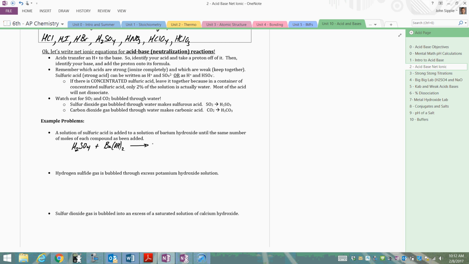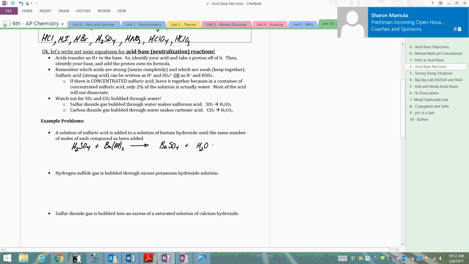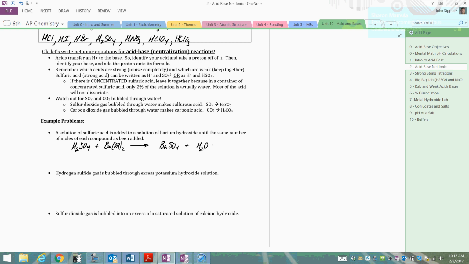If we do our little double replacement here, this is kind of a classic double replacement reaction. You have a strong acid and a strong base. You would get barium sulfate and H2O. But when we write our net ionic equation, we want to get rid of ultimately all of our spectator ions and get down to the nitty gritty.